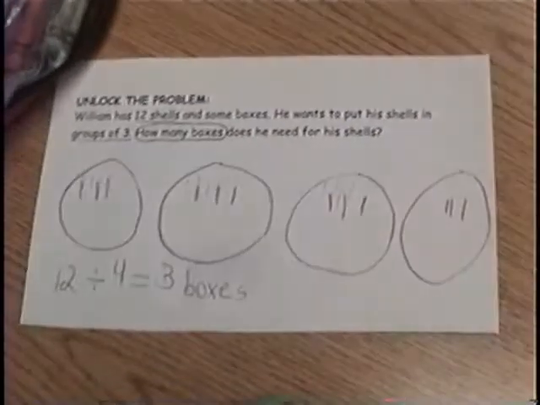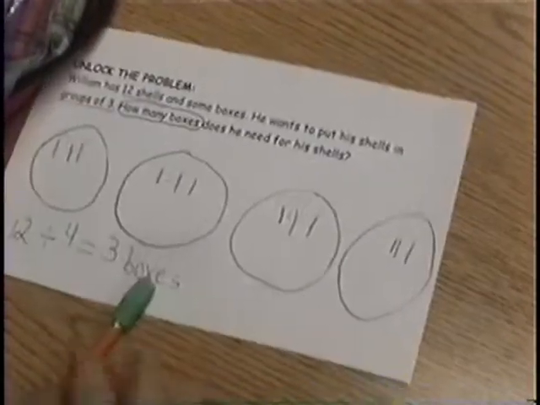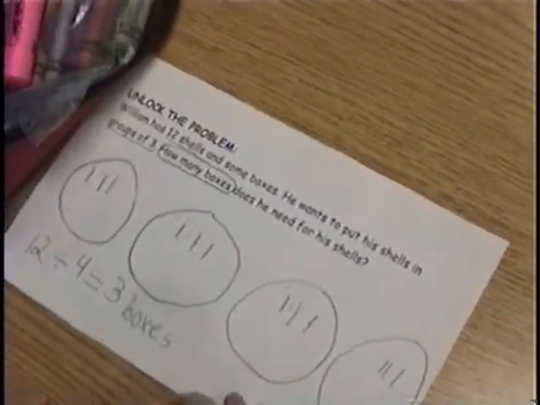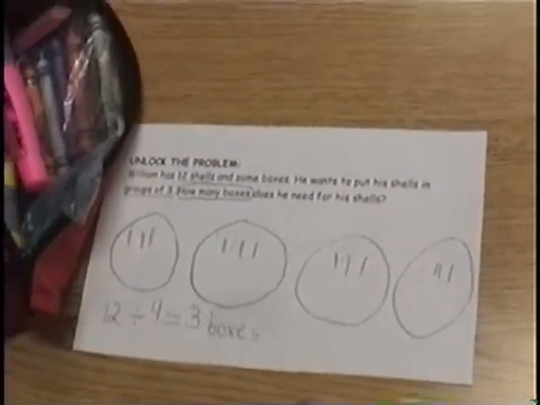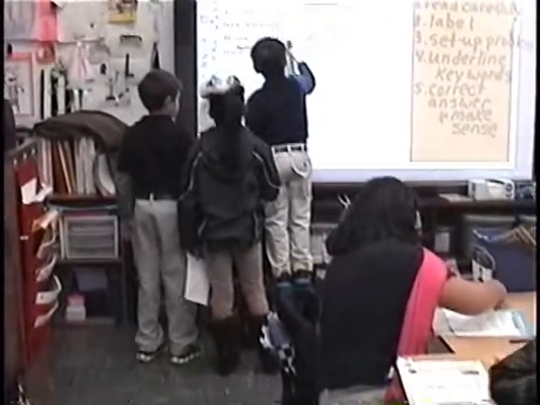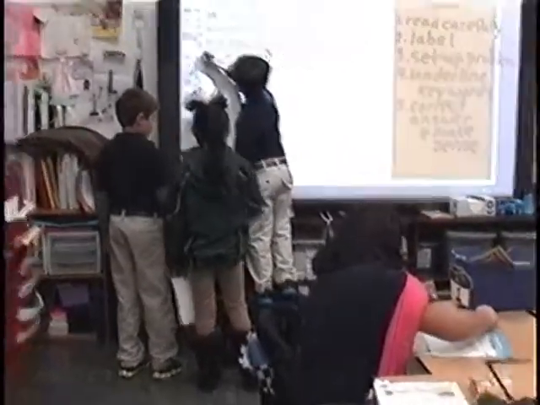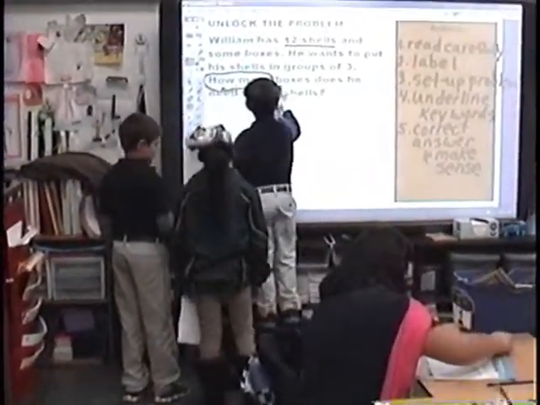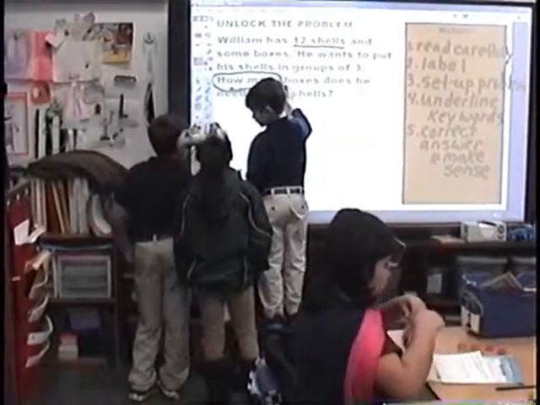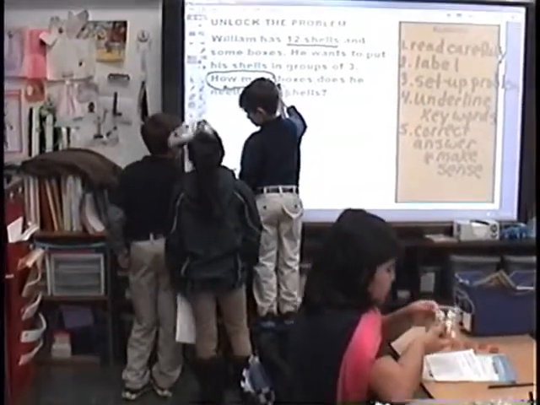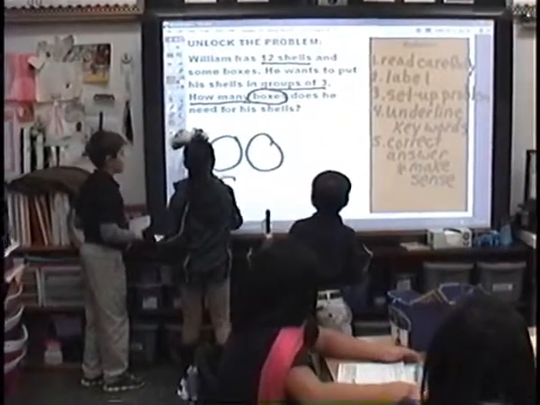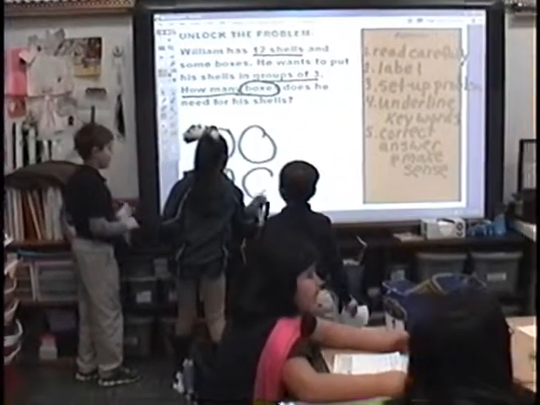Second sentence. Wait, that'll be 3 shells, because there's 3 shells in each group. There are 4 boxes with 3 shells in each box. Yeah, 12 divided by 3. There's 4 groups of 3. Instead you put them in groups of 4 and did 12 divided by 4, because you didn't know 4 was there, right?